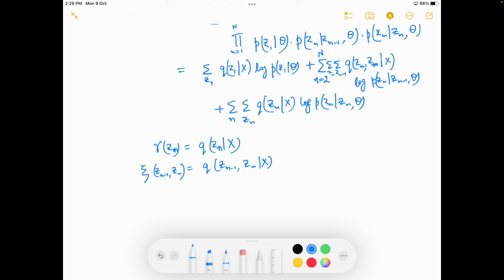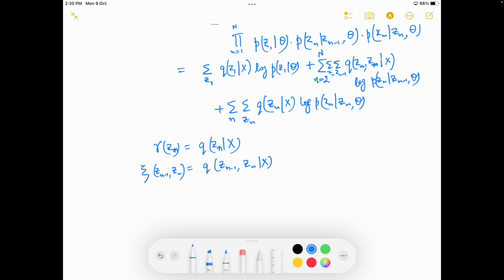Tell me, for a given n, how many values does gamma zn have, or what is the length of this vector? It's a PMF. So what is the length of this PMF? It's not n. K. Yes, K. What is Z? Z is the weather. Weather can take 4 values: summer, winter, rainy, or spring. This is the PMF over those 4 values, so it's a vector of length 4. How many unknown parameters? 3, because they sum up to 1.